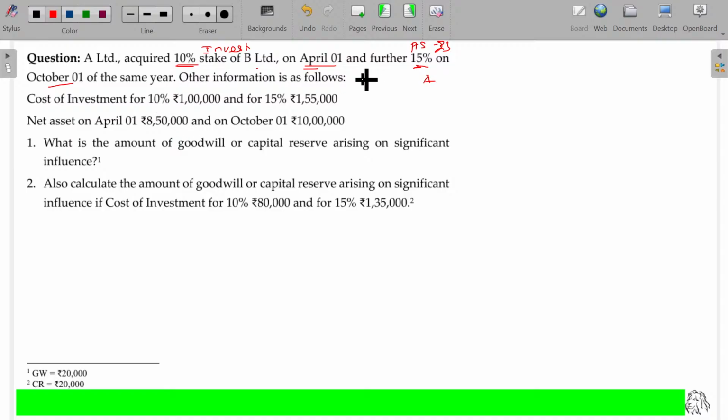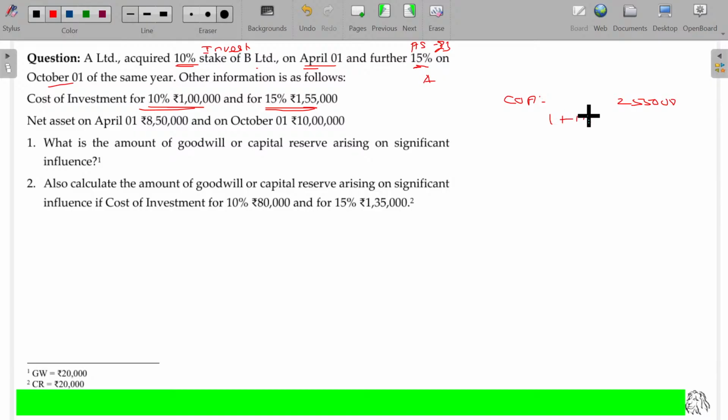Right. So here, the cost of investment for 10% being 1 lakh, and another 15% being 1,55,000. So what is the investment value? Cost of acquisition 1 lakh plus 1,55,000, 2,55,000.